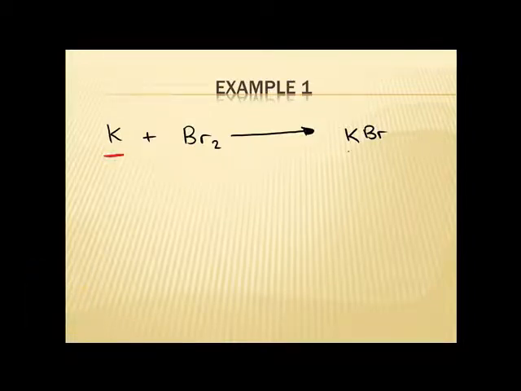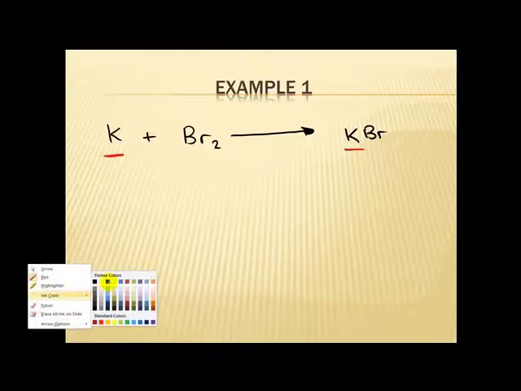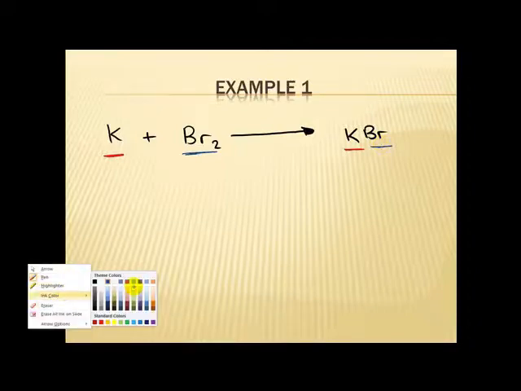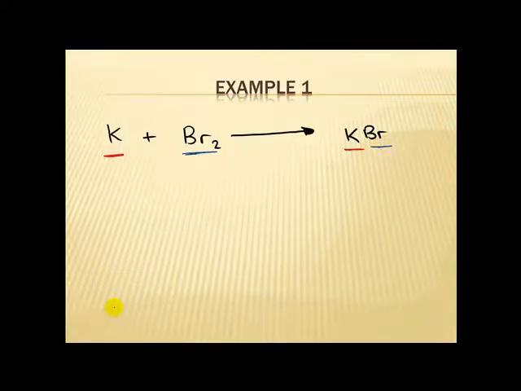So we have one potassium on this side, one potassium on the other side, and we have two bromide on this side, and one bromide on this side. So the bromide is not balanced. So let's try to balance it. To balance this equation, we have 2 here, so we simply put a 2 as a coefficient there. And this also affects K, so we put a 2 here. So potassium is balanced and bromide is balanced.